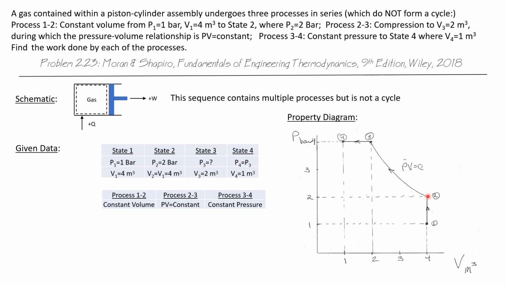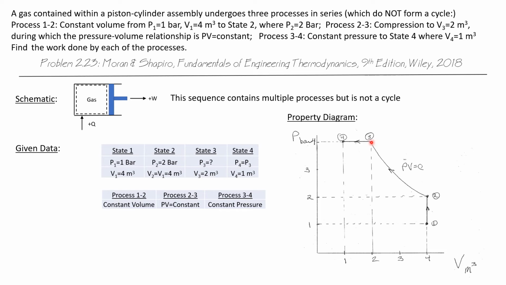Now the next process, 2-3, is our polytropic process. And since n is neither 0 nor infinity, and n is actually 1, we'll draw it as a concave line to state 3. Now we don't know the pressure at state 3, but this line will curve upwards until we reach a volume of 2 cubic meters, because that is given as the volume at state 3.